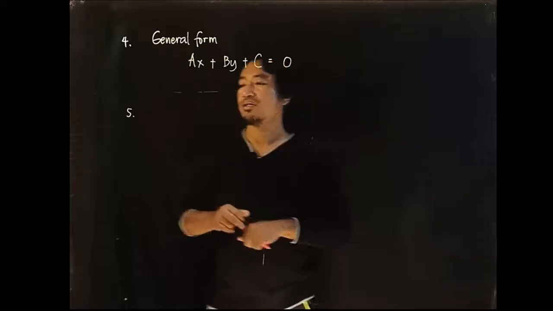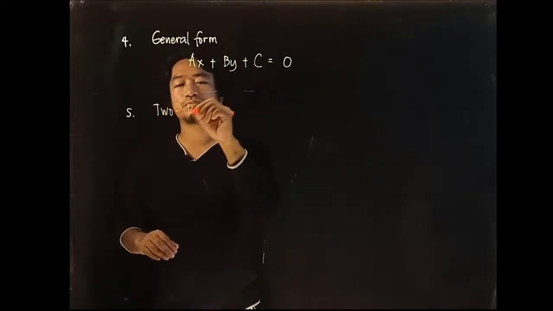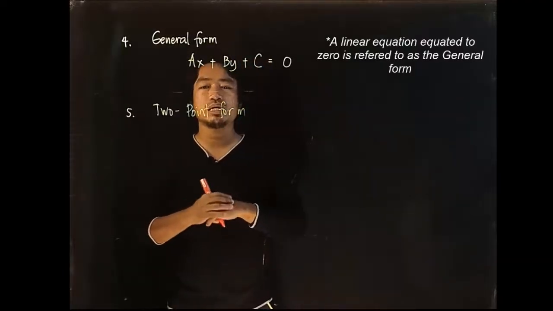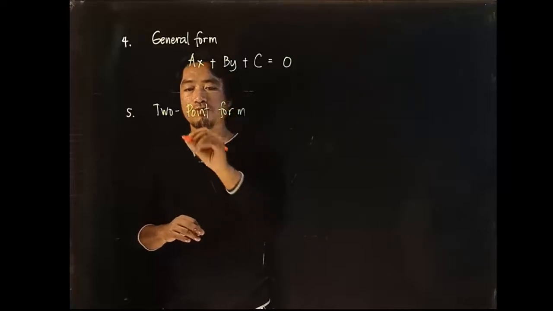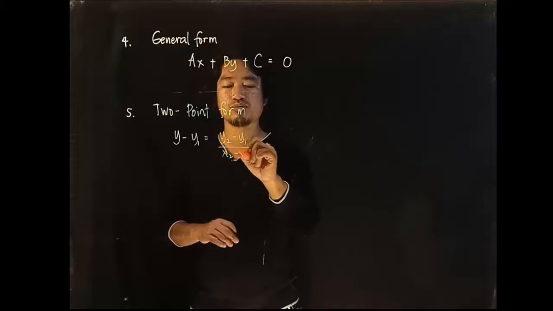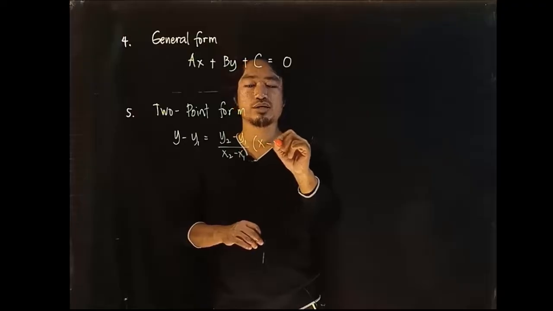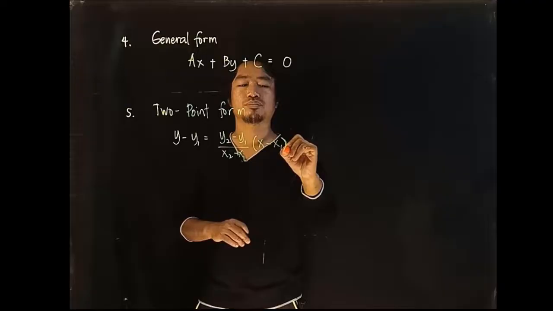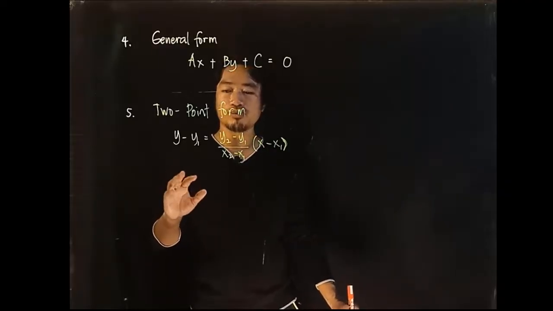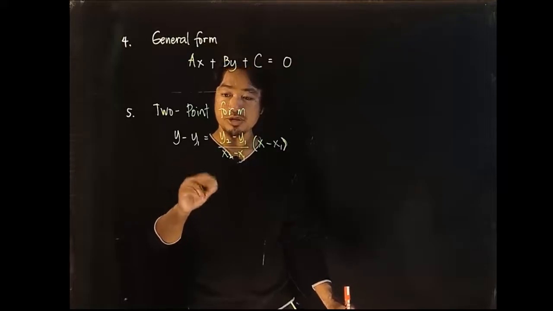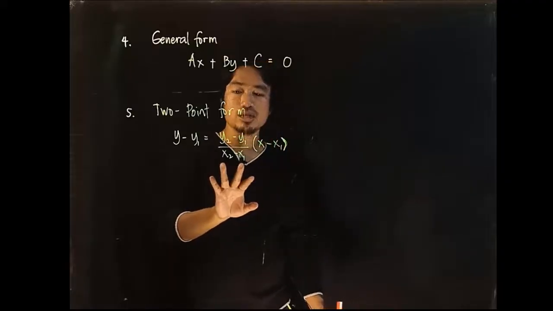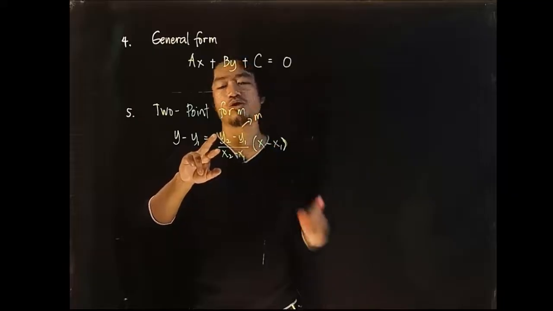The next form is the two-point form. So the two-point form is actually an extension of the point-slope form. So the two-point form is given by y minus y1 equals y2 minus y1 over x2 minus x1 times the quantity x minus x1. Okay, so as I've said earlier, it's an extension of the point-slope form. So if you remember, the point-slope form is y minus y1 equals m times the quantity x minus x1. So actually, this ratio is the slope of the line.